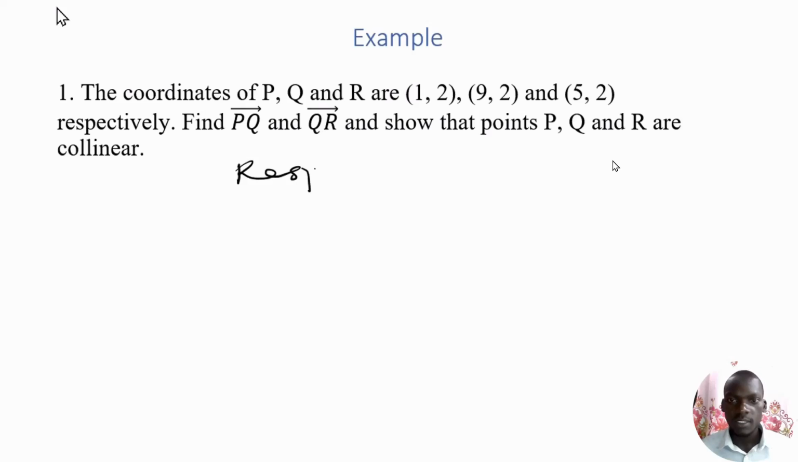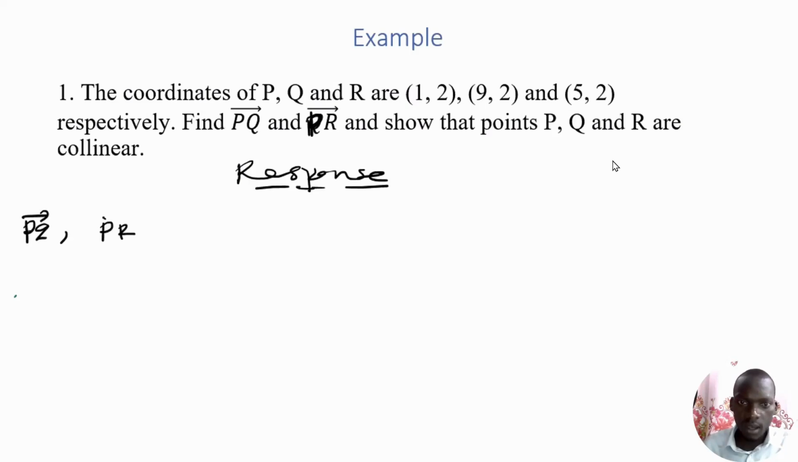So the response is going to be here. Let's go through it thoroughly. According to what we have learned about collinear points, we should get vector PQ and compare whether it is parallel to vector PR, but not vector QR. So we are going to get vector PQ and relate it with vector PR and check whether they are parallel. If they are parallel, then we shall say that points P, Q and R are collinear.